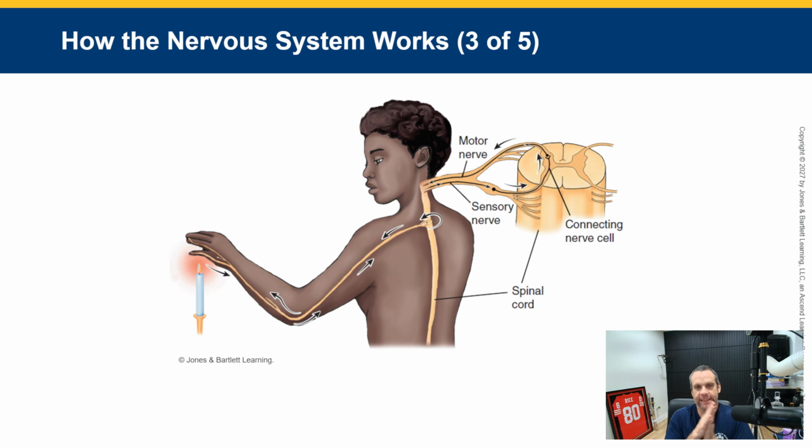So here we have a good little diagram. If you follow the arrows on this one, the pathway begins when the heat receptors in the hand detect that flame. That sensory nerve carries the message up the arm into the spinal cord, and then in the spinal cord, the connecting nerve cell transfers the message to the motor nerve. The motor signal then travels back towards the muscle of the arm, causing the elbow to bend and the hand to move away.